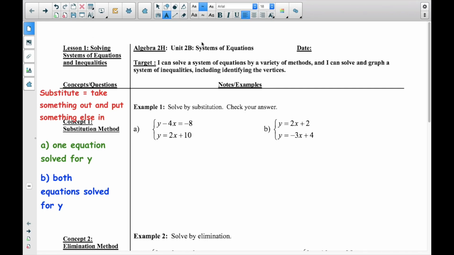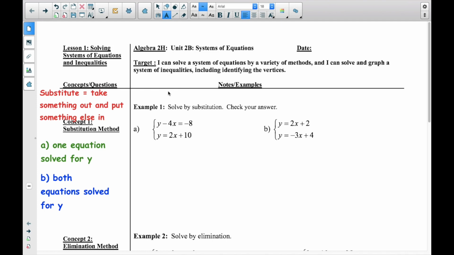Today's lesson is the first lesson in the Systems of Equations unit. This first lesson will be mostly review, how to solve systems. We have 3 different methods for solving systems. We can solve by substitution, we can solve by elimination, or we can solve by graphing.